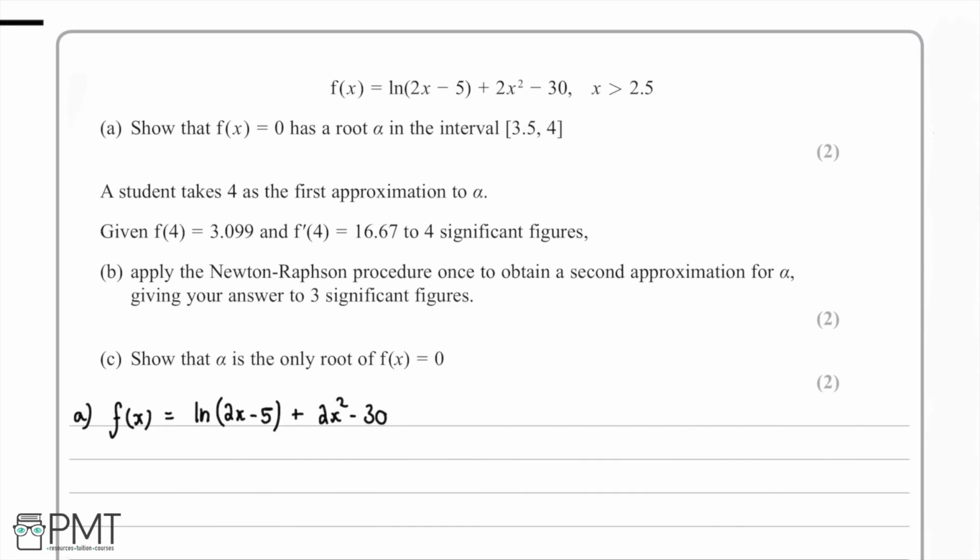So in this question, we're given a function, f of x, which is equal to ln of 2x minus 5 plus 2x squared minus 30. And we have the condition that x must be greater than 2.5. Question part A. We're being asked to show that f of x equals 0 has a root alpha in the interval 3.5 to 4.